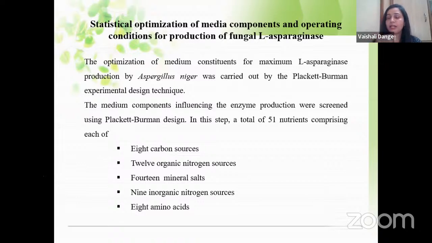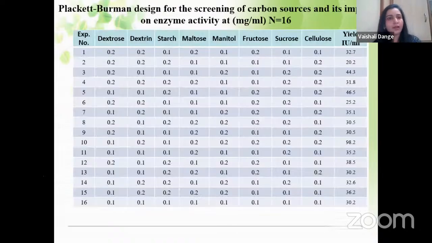So these are different types of nutrients that I have applied for the production of my enzyme at one time with the help of Plackett-Burman design. This is statistical software which will give a very valid result, because when we apply statistics, it gives validation of the data, and that is very important during our thesis.